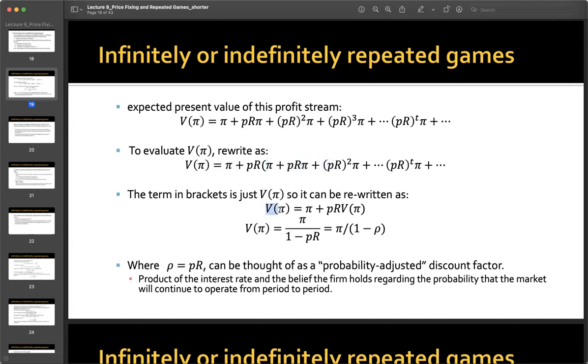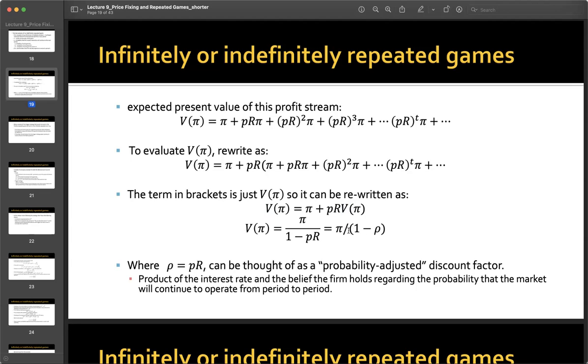So the current stream, the value of essentially cooperating, of getting this profit stream, the value of getting this profit stream is equal to today's value plus this probability adjusted discount factor times, again, the whole thing, the value of the entire stream. So if you simplify it further by putting the V's together, then you'll get that the value of the profit stream is equal to the infinite or indefinite payout, again, every period, your payout is pi, multiplied by 1 over 1 minus rho, and rho is, again, the probability adjusted discount factor, which is P and R.